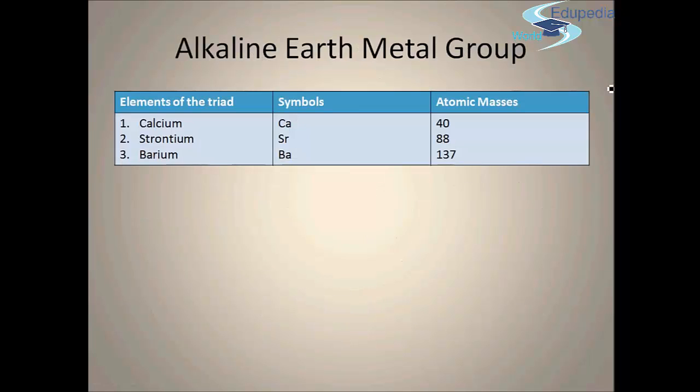So now come up to the second example, which is the alkaline earth metal group, where you can see elements like calcium, strontium and barium having similar chemical properties and forming a triad. So what are these chemical properties they are sharing with each other? First, they are metals, right?